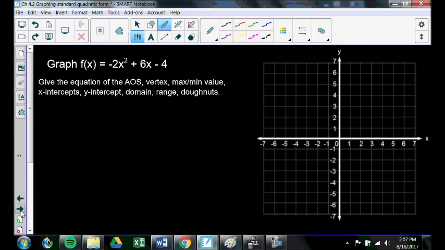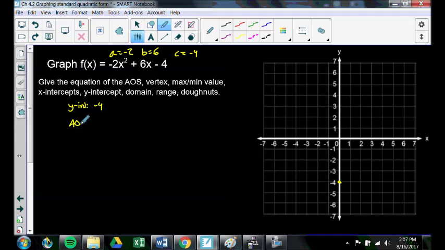Let's do it again. This might be one for you to pause and try on your own. The A value is -2, the B value is 6, the C value is -4. So first of all, the y-intercept is at -4.